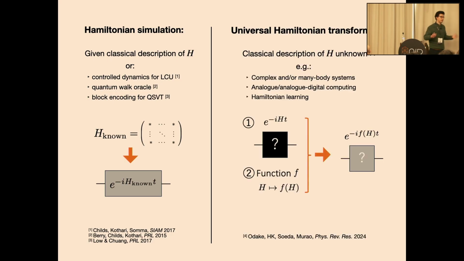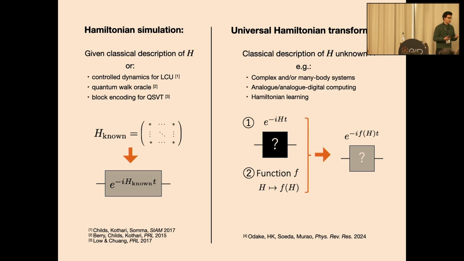So the task is, you are given this known Hamiltonian, and the task is to construct the dynamics corresponding to the Hamiltonian for some time t. But in many scenarios, we might not actually know the dynamics of the Hamiltonian. In fact, that's one of the motivations for the learning of Hamiltonians we saw this morning. So if we don't know the classical description of H, then we can't directly simulate it. But we might be able to consider a different task.